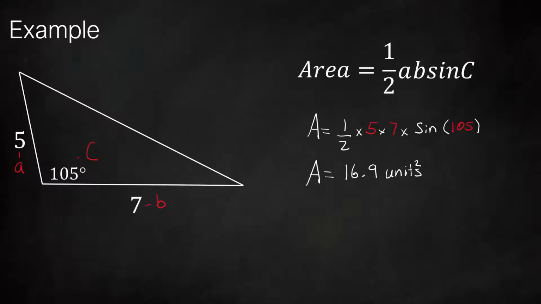And that's just to remind that if it was in metres, we put metres squared. If it was in centimetres, we put centimetres squared. Just remember that area has dimension of units squared.